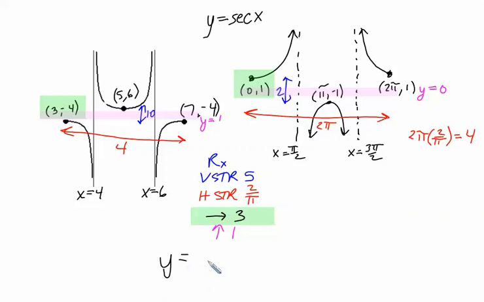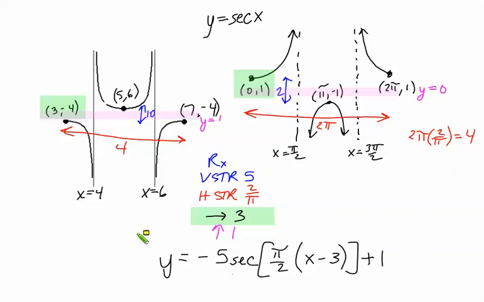Therefore, its equation would be y is equal to negative 5 times the secant of pi over 2, make sure to take the reciprocal of the horizontal stretch, quantity x minus 3, plus 1. That would be the formula for this graph.